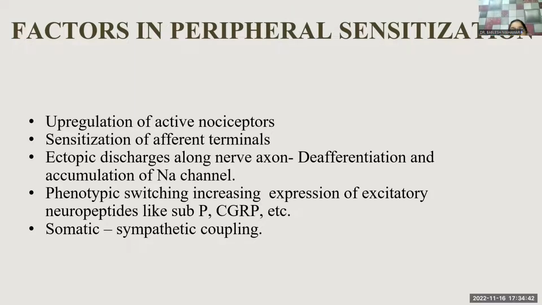So these are the few factors which are responsible for peripheral sensitization: the activation of the sleeping nociceptors, then the sensitization of these afferent terminals, more discharges of the sodium channels because of the damage of that nervous tissue resulting in ectopic discharges. There are more excitatory neurotransmitters, that is substance P, CGRP, glutamate, as well as nitric oxide, and there is a coupling between the somatic and sympathetic system.